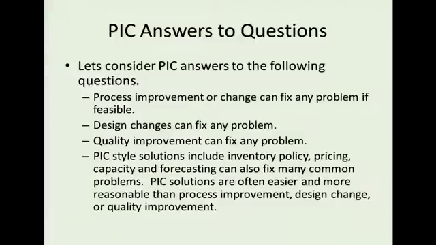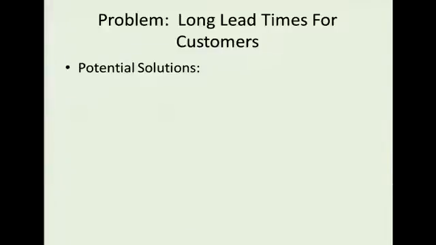Let's spend a few minutes and consider the PIC answers to these questions. Obviously, process improvement can fix anything. Design changes can fix anything. Quality improvement can fix anything. So let's focus on PIC. Long lead time for customers. What's the magic solution for long lead time? We talked about two. It's either inventory or capacity, right? You add inventory, you cut lead time. High inventory levels. Obviously, the PIC solution would be to reduce the inventory levels and see if they were valuable, right? In any of the models discussed in the course.